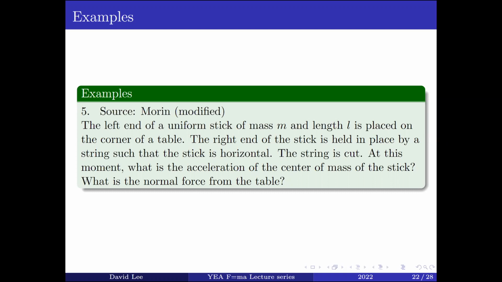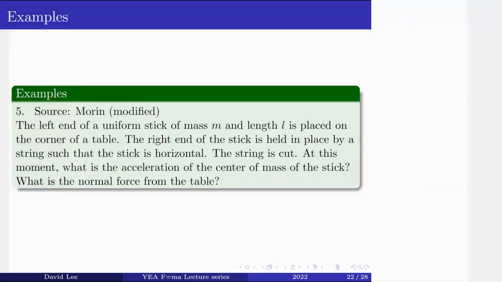Let me draw a diagram so it's a bit easier to see what's going on. Let's try it here. Just to clarify, we have a table. Actually, I do have a diagram. So we have a table here, and there's a stick that goes like this. Initially there's a string that's holding it up, but then we cut the string. So now it's going to fall down, right? The problem's asking for the acceleration and also the normal force from the table.